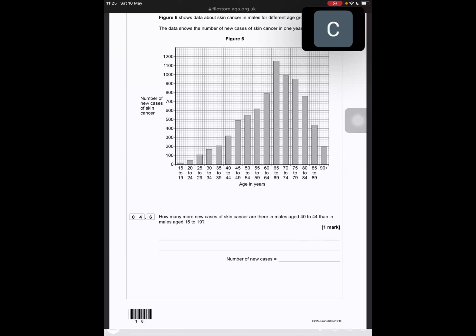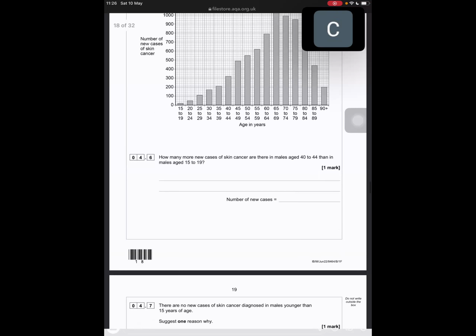40 to 44 is 320, if each box is 20, right? I'll take it as 320. And then 15 to 19 is just 20. So that is 300, 320 minus 20. Do you agree with that? Yes. All right. Okay, so let's move on.